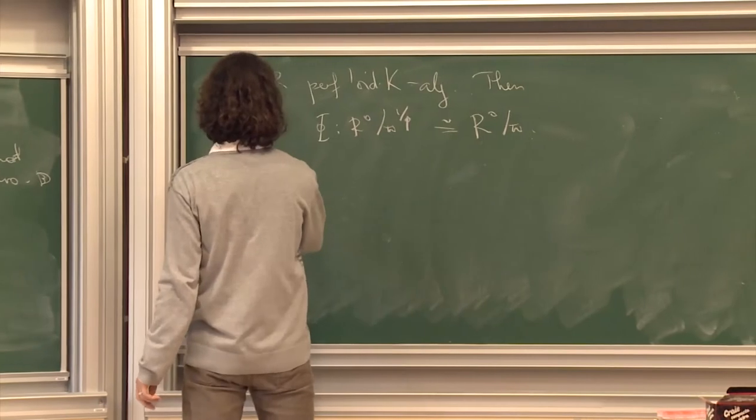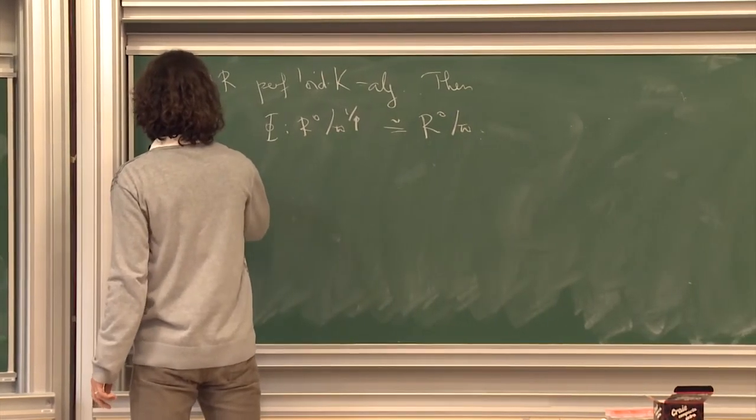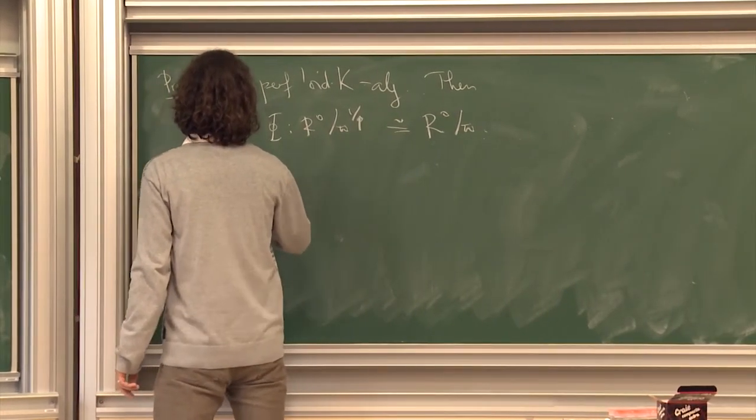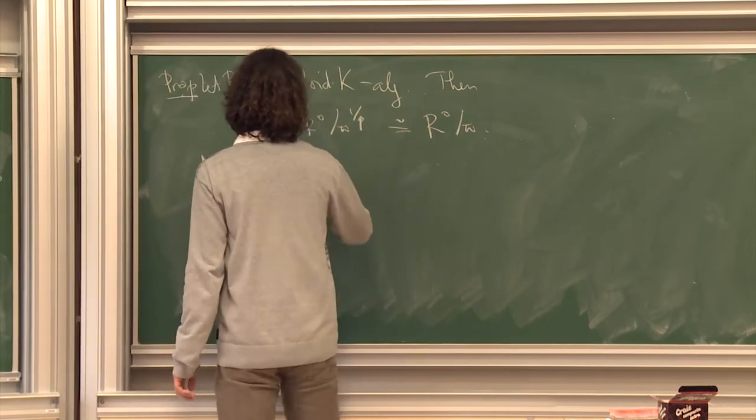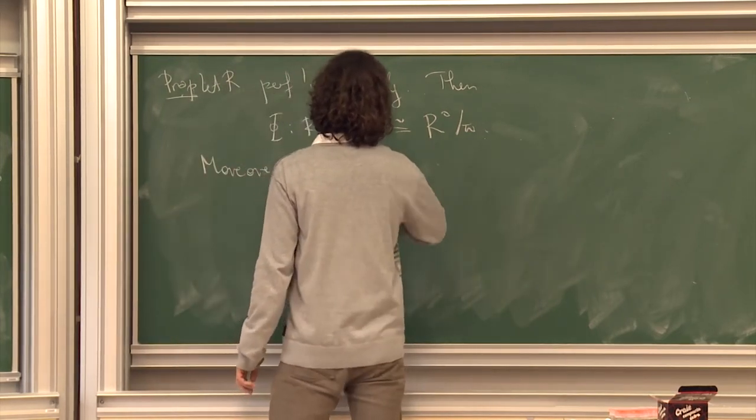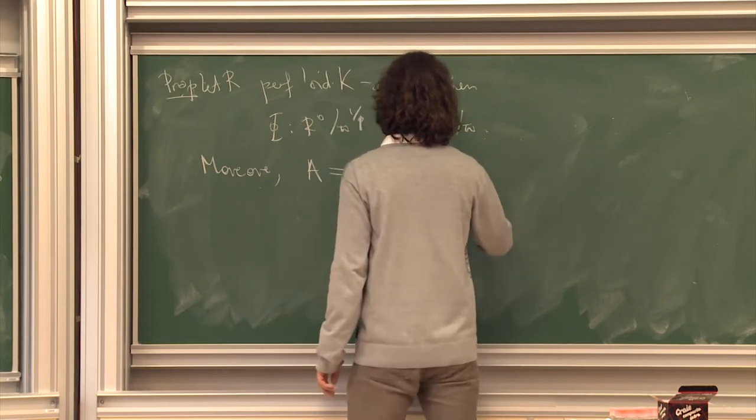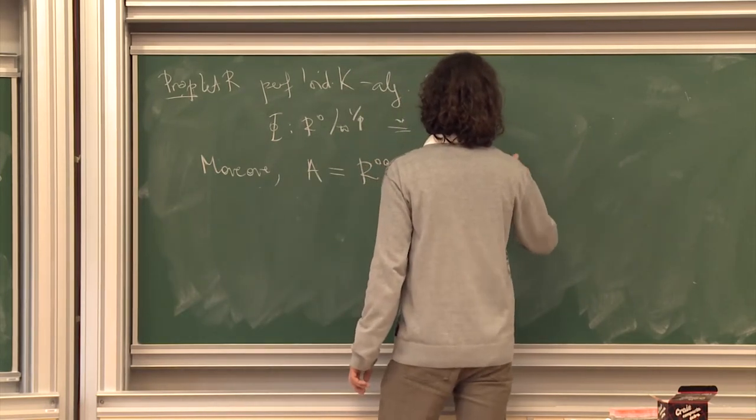And also, if one considers the almost algebra associated to R0a, then this is a perfectoid K naught a algebra.